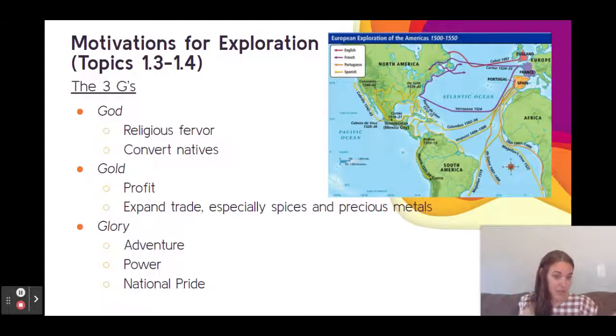They want to force their religion upon other people and convert others, whether it be Catholicism or Protestantism. And then gold, that just refers to profit. So they want to expand trade and access the goods that are found in Asia. And then glory, there's that idea of nationalism. There's that personal glory that a lot of the conquistadors are trying to obtain.